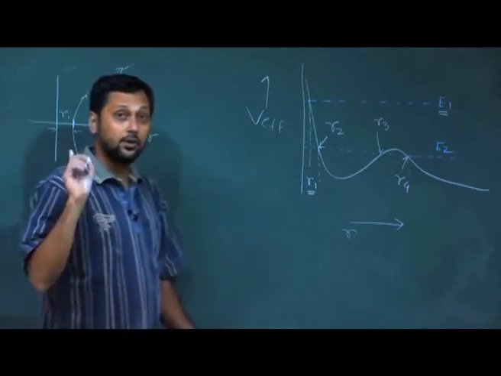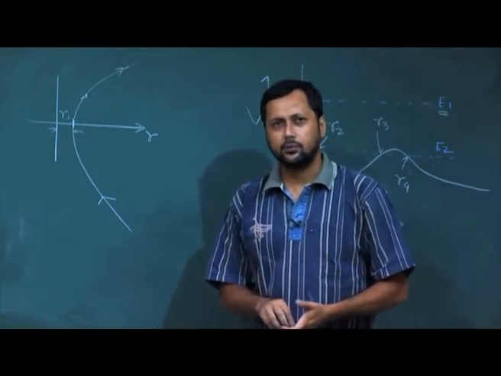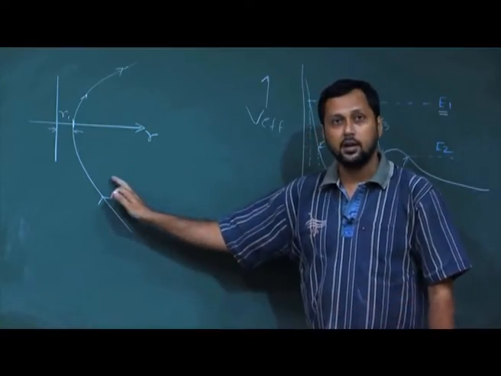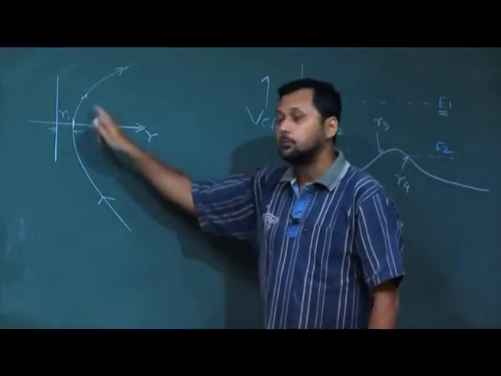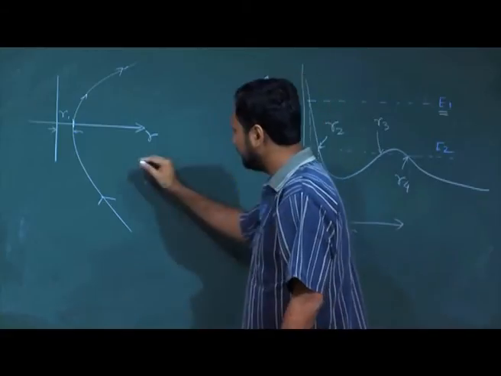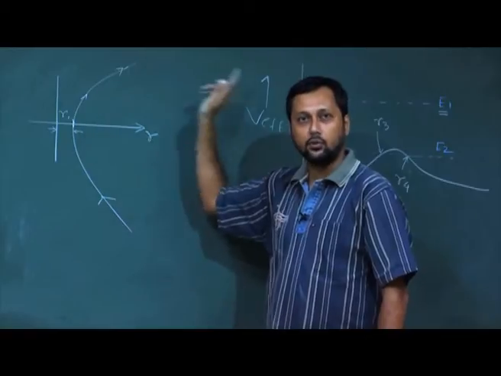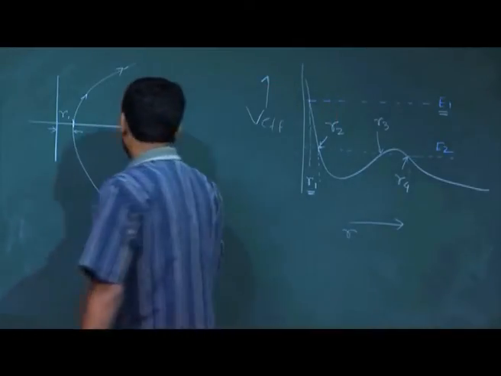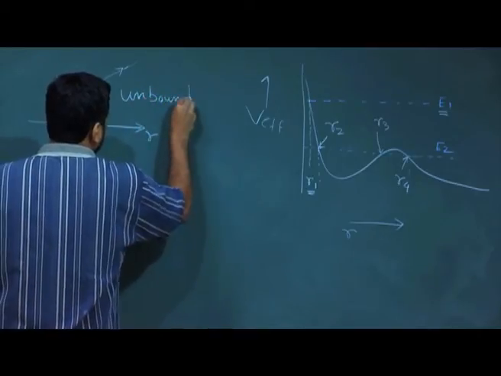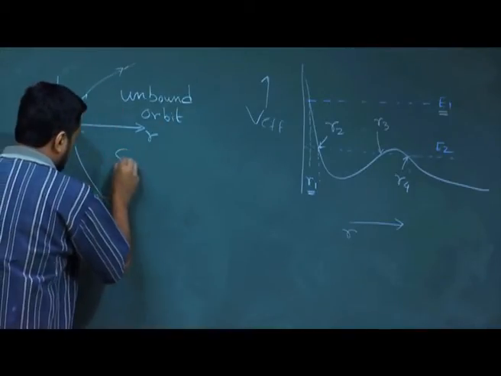Once again, I am not specifying the shape of this curve. We do not know the law of force at present, so we cannot comment on this particular type of orbit, but all I can tell you is that this is an unbound orbit. The particle comes from infinite distance, the shortest distance of approach is R1, and it again turns back and goes to infinity. So, it is an example of an unbound orbit, and this particular phenomenon is called scattering.